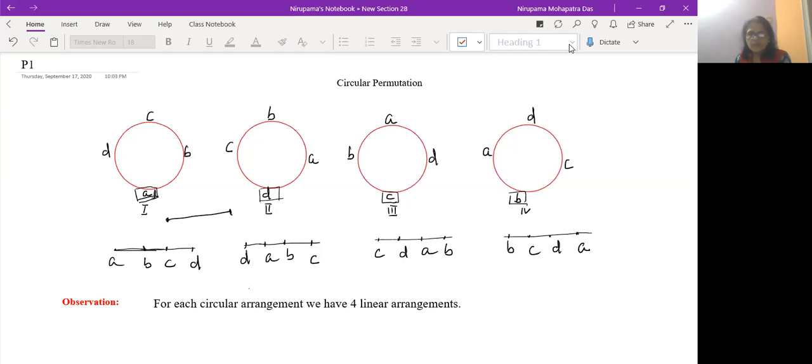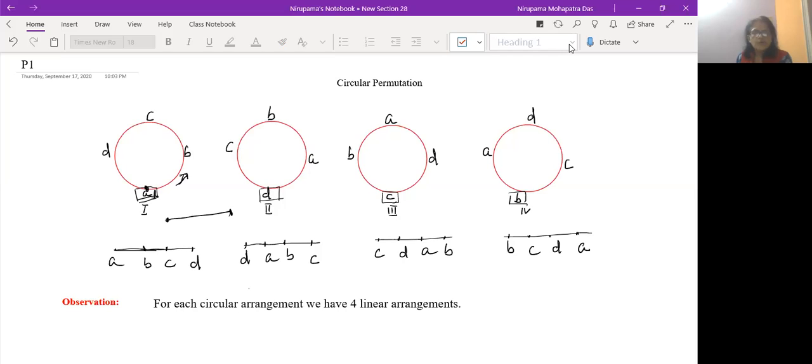So starting and ending points, they do not coincide. But in the circle, if I start from here, starting point, and again I move in this direction, anti-clockwise, I'm reaching again at this point. So it means starting point and ending point, they can coincide. So that's why, fixing one object, you can move other three.